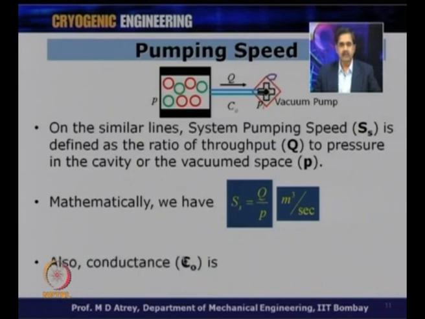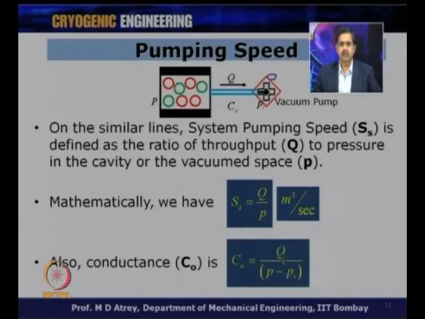The conductance now: everything depends on what is the value of SS depending on the value of SP. But the pump is connected through the system to the vacuum through a conductance. I can have a very large vacuum pump, but I can connect it through a very small tube, and therefore the conductance in this case is going to be very, very small, and that will affect the system pumping speed. So the conductance is given by Q upon P minus Pi, which is what we have seen earlier. What is the difference of pressure across this piping, P minus Pi? This will determine what is my conductance.